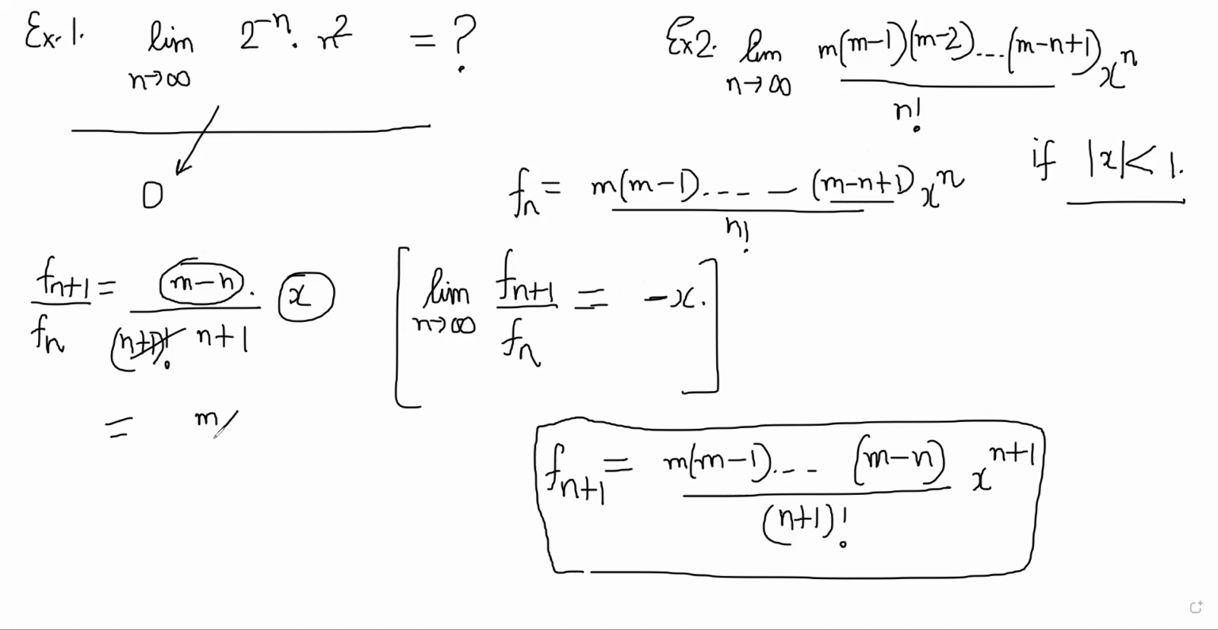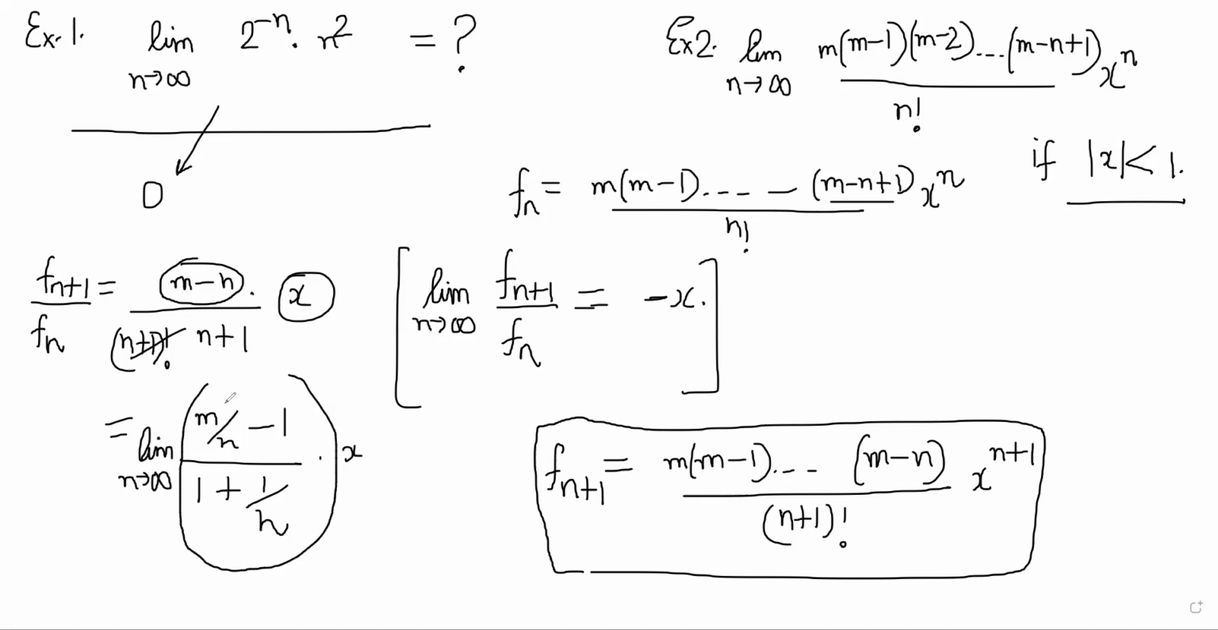You will divide by n. It will be 1 plus 1 by n into x. Yes, the limit, sir, will be minus 1 and x will go outside, so it will be minus x. And because it is given that mod x is less than 1, minus x will be greater than minus 1. Right? Right. So this limit will also tend to 0 by the theorem.